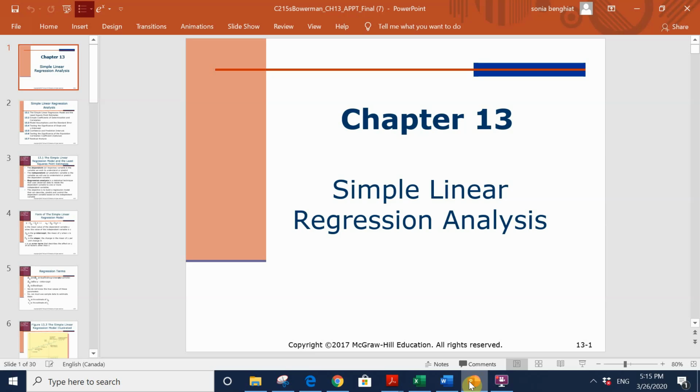Hello, everyone. Today I'm going to be talking to you about one of the most important analytical tools for examining relationships between two or more variables, and that is regression analysis. And more specifically, today we'll be looking at simple linear regression analysis.